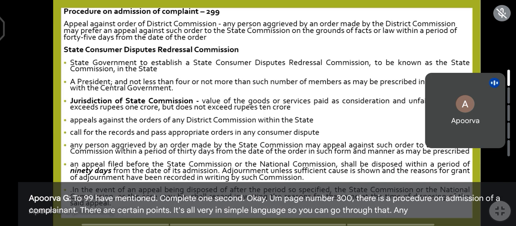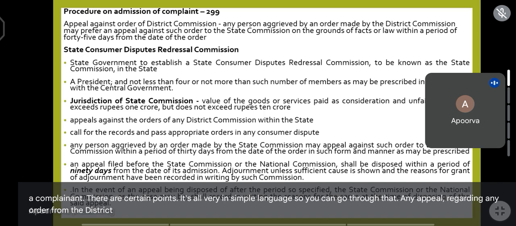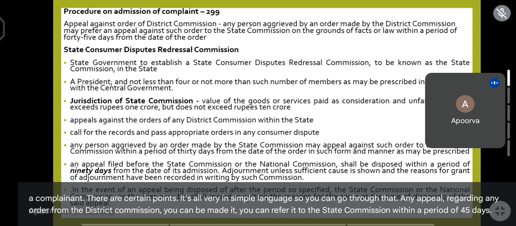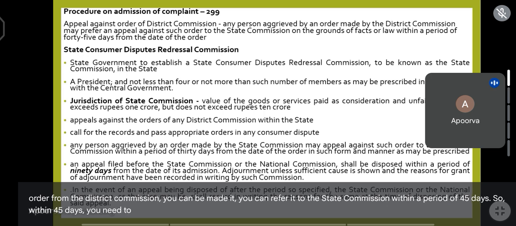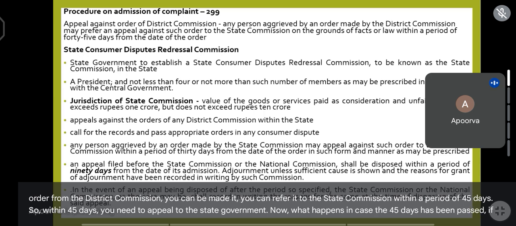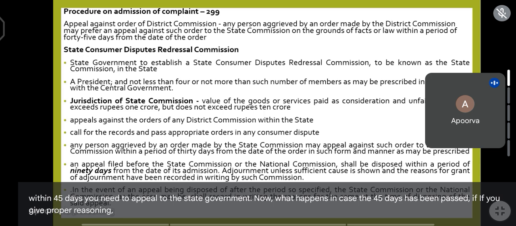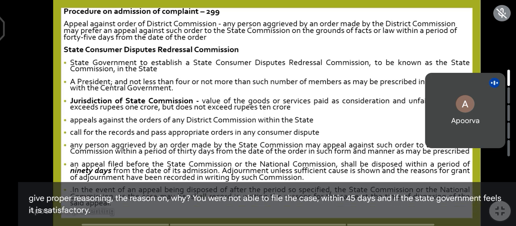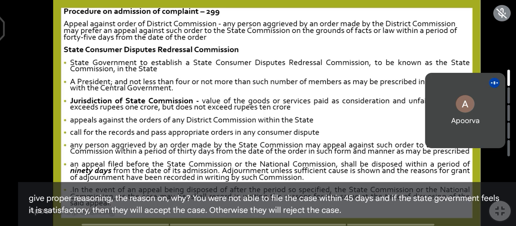Any appeal regarding any order from the district commission can be referred to the state commission within a period of 45 days. So within 45 days, you need to appeal. Now, what happens in case the 45 days have passed? If you give proper reasoning on why you were not able to file the case within 45 days, and if the state commission feels it is satisfactory, then they will accept the case. Otherwise, they will reject the case. Okay, any questions so far? Okay, let's move ahead.